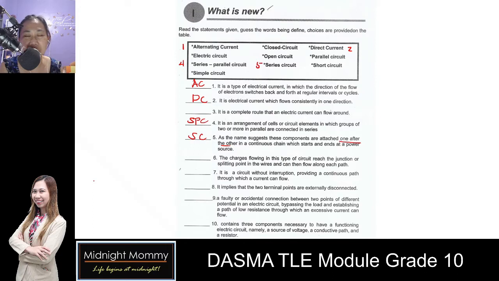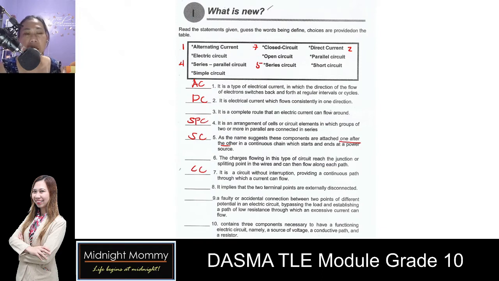Number 7, it is a circuit without interruption providing a continuous path through which a current can flow. Okay, so continuous path, so I think this one is closed circuit. So sulat ko dito CC. So yung closed circuit natin is yung number 7.